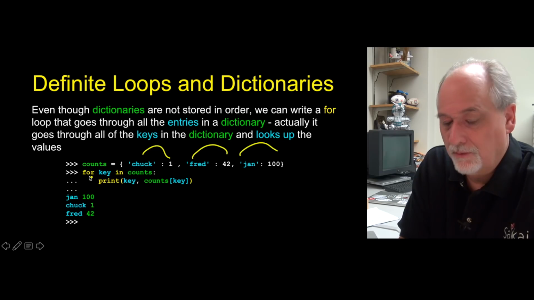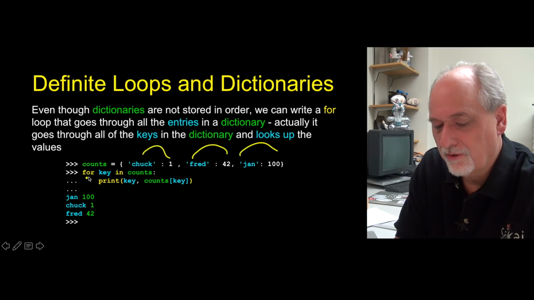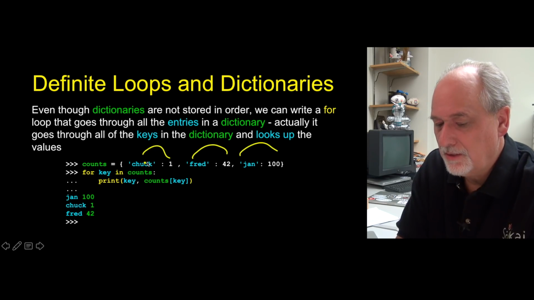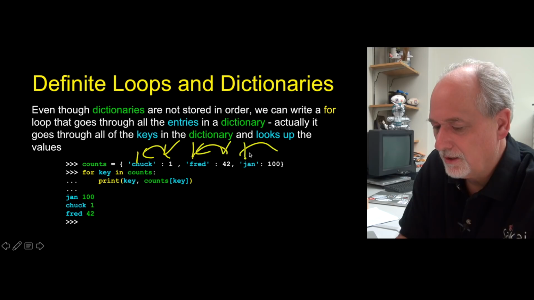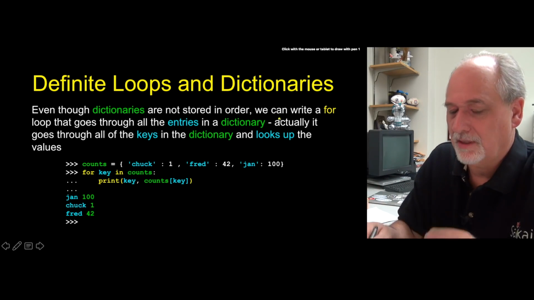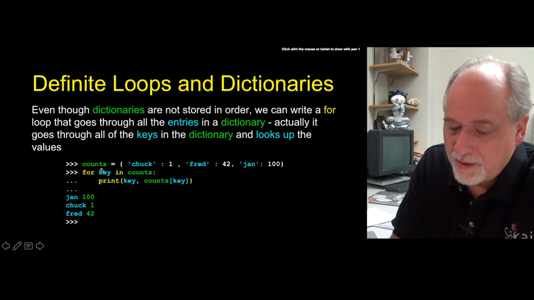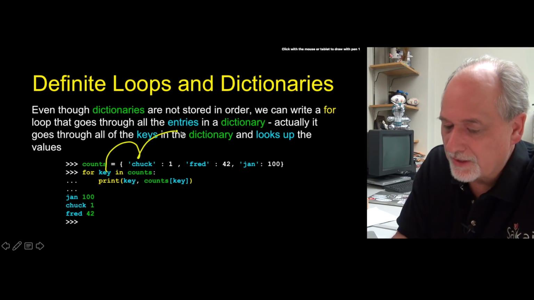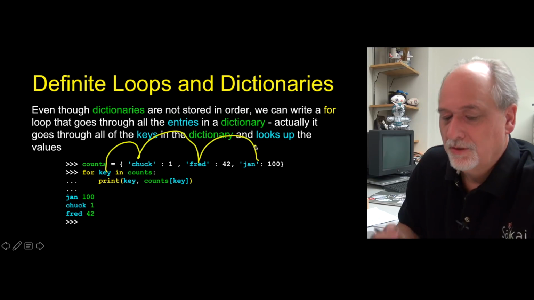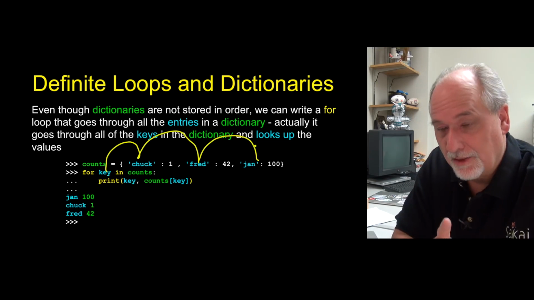And so we're going to use a definite loop with the for key and counts. Now it doesn't have to mean key, but key is a good name because these are keys and values. K, V, keys and values. I just mentally think of this as keys and values and keys and values. So this iteration variable is going to walk the keys. It's not going to walk the values. It's going to walk the keys. Chuck, Fred, Jan. Not necessarily in that particular order.